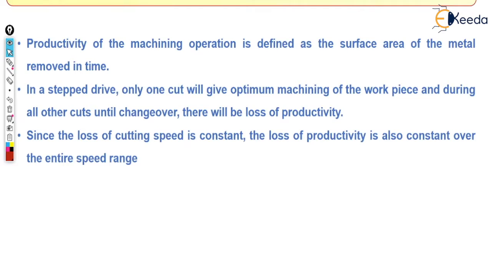Now in the case of a stepped drive, at most only one cut will give optimum machining of the workpiece, and during all other cuts until the changeover there will be a loss of productivity. If we check this point and the last point, both are exactly similar. We are talking about stepped drives, which means whatever cut is given in the first speed will not be the same for the other speeds. So to make that loss constant, we use this geometric progression.